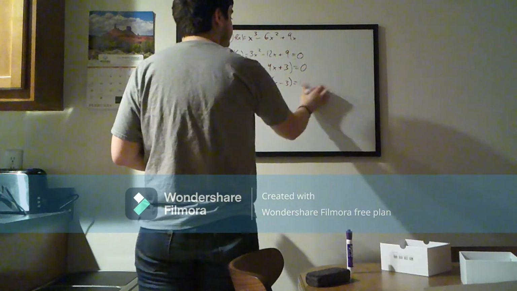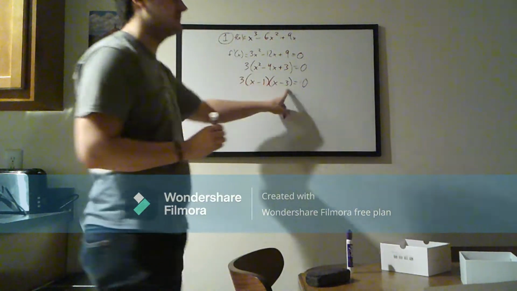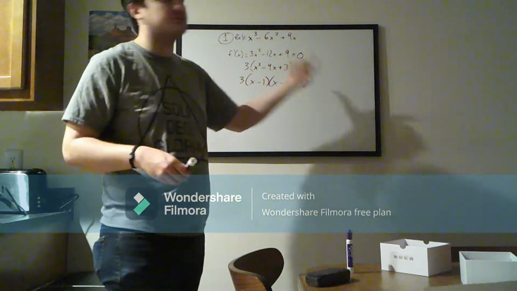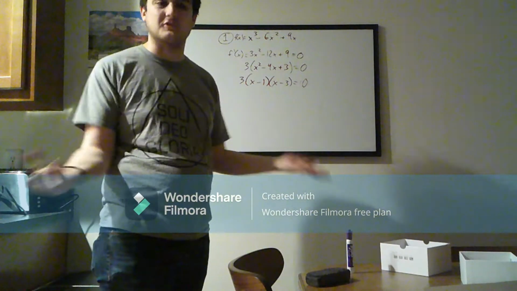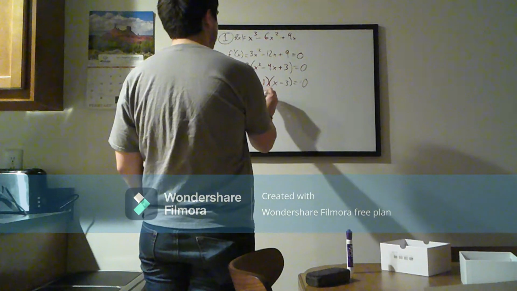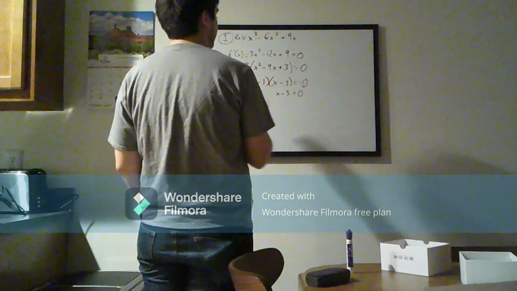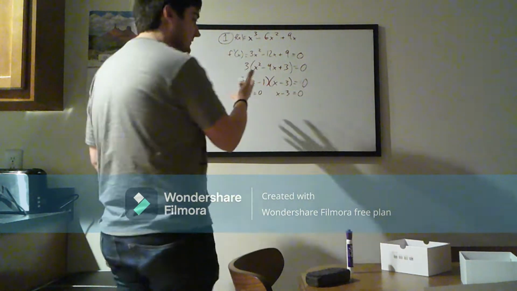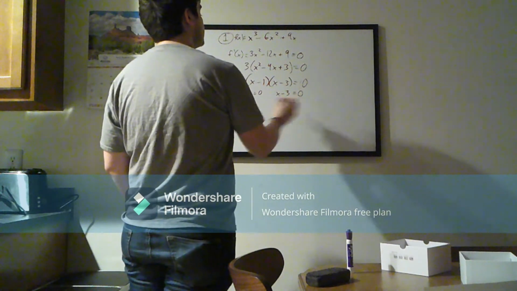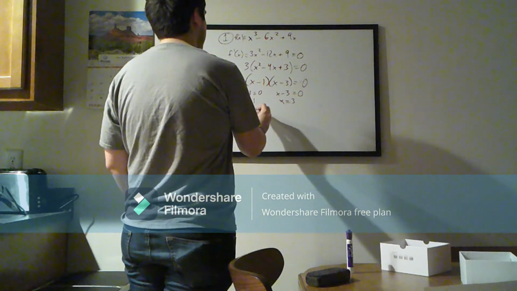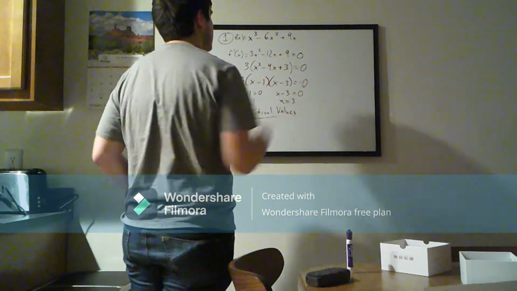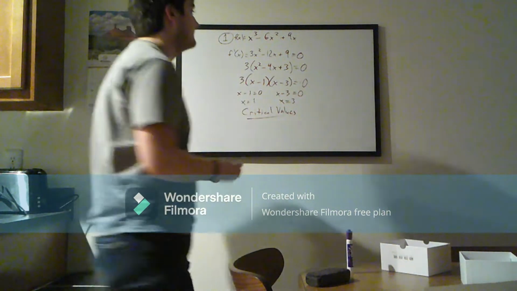Okay? So we get 3 times (x minus 1) times (x minus 3) equal to 0. Then we just take each individual term and set it equal to 0, and that'll give us our critical values. So we're going to get x minus 1 equals 0 and x minus 3 equals 0. Clearly 3 can't be 0, so we won't include that one. From here, we're going to get x is 1 and x is 3. So these are my critical values.